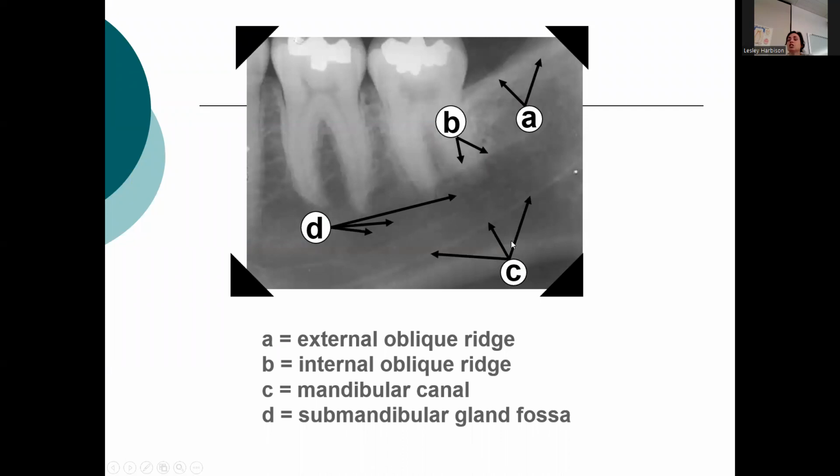D is just the large area of the submandibular fossa. It's going to be a big area, but see the two white lines inside? That's the canal running through the submandibular fossa. You can see it right through here.